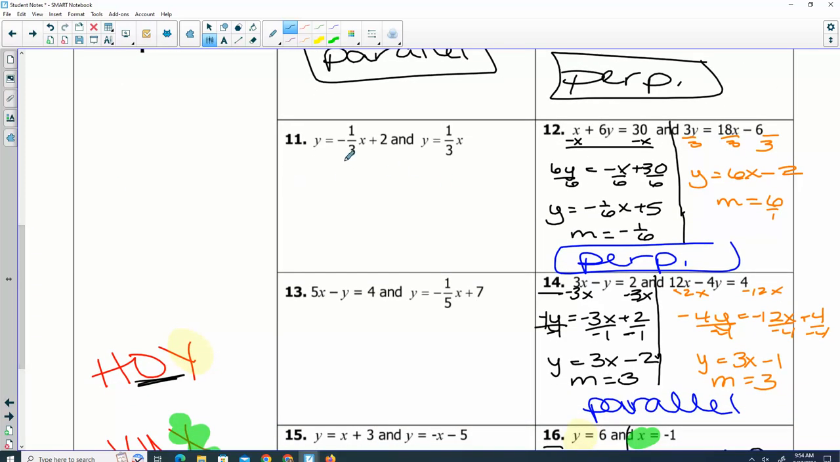Okay, number 11. The slope of the first one, the number in front of x, is negative 1/3. Second one, y equals mx plus b. Our m is positive 1/3. So parallel says they have to be the same, and they are not. Perpendicular says they have to be opposite reciprocals. They're opposite signs, but are they reciprocals? No. So what does that mean? Neither.